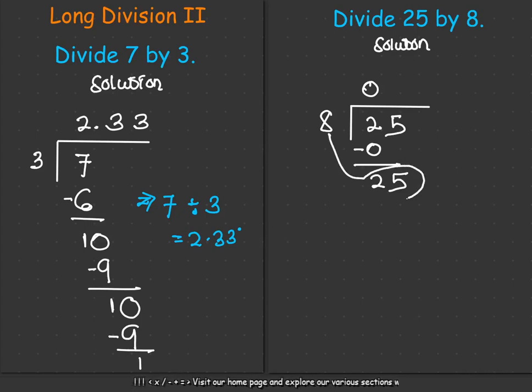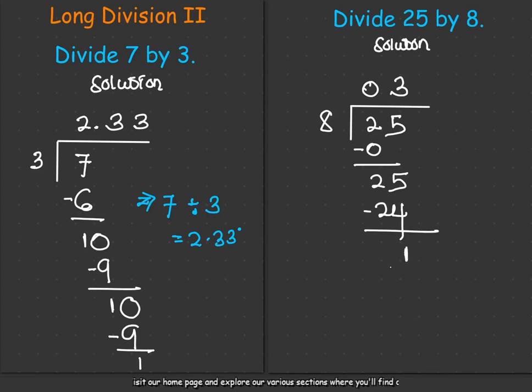8 divides into 25 how many times? And we know that is a 3. So 8 times 3 now gives us what? A 24. So you put our 24 here, and we can do our subtraction. So that is 25 minus 24. That definitely gives us a 1.